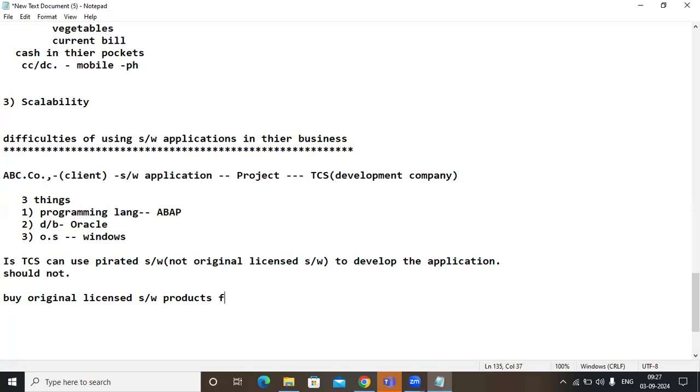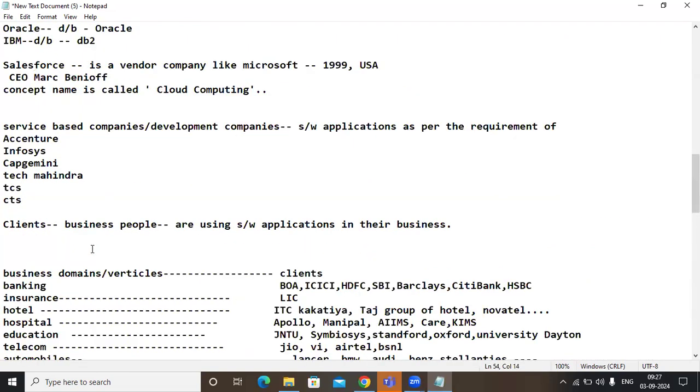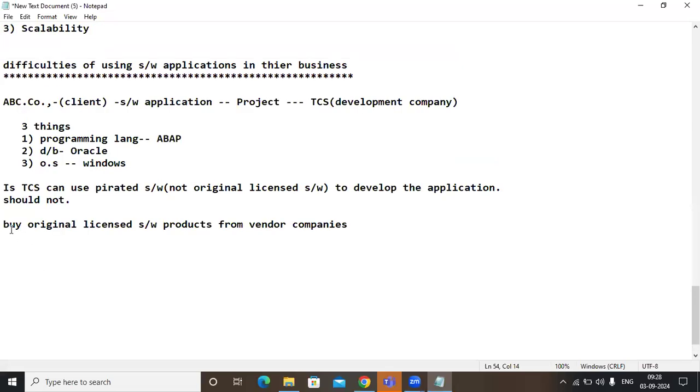From whom? Vendor companies. Because who manufactured these software products? Vendor companies only. That is what I told you yesterday, no? Software is developed by vendor companies. A development company needs to buy original licensed software products from vendor companies. Correct or not? Tell me, the ABAP programming language is developed by SAP, a vendor company. Oracle database? Oracle. Windows operating system? Microsoft. Very good. Am I clear, all of you? So Microsoft, Oracle, and SAP, all these three.